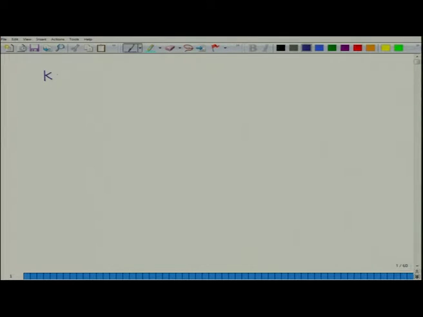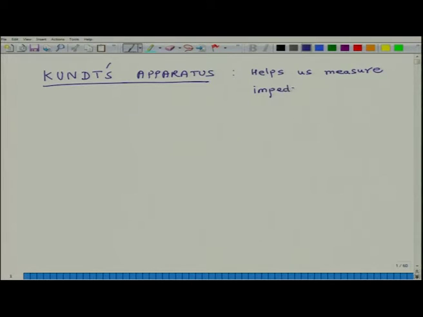So, the spelling is Kundt's, and this is an apparatus. Kundt was the name of a person who developed this apparatus, and what does it do? It helps us measure impedance of a system, impedance of a material.